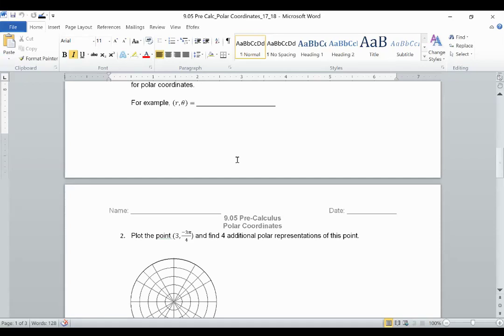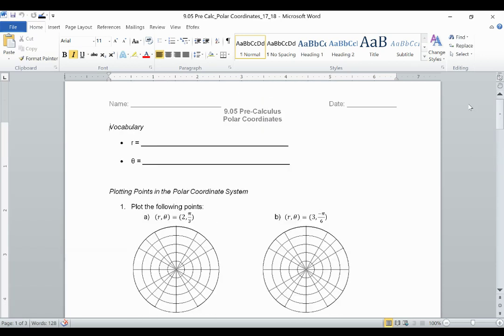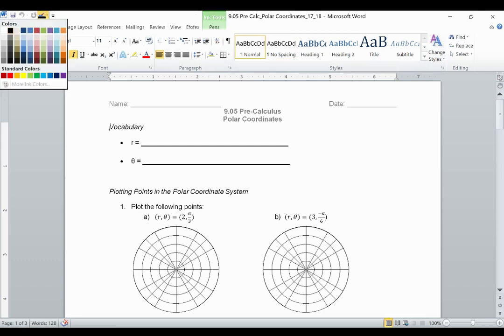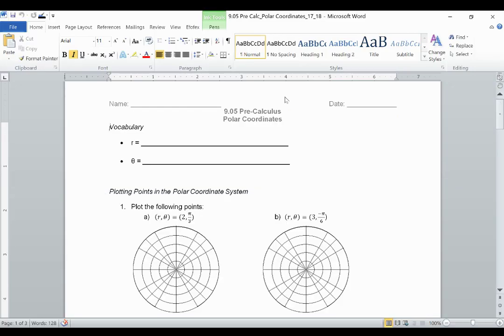We are on 9.05 pre-calc. So we're going to be talking about polar coordinates today. A little bit different than our conics. It's kind of just an add-on to this unit that we're doing. And then soon we'll be moving on to limits after this. So very exciting stuff coming up.